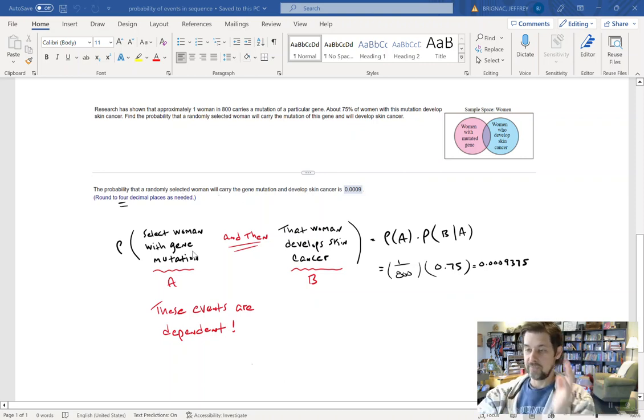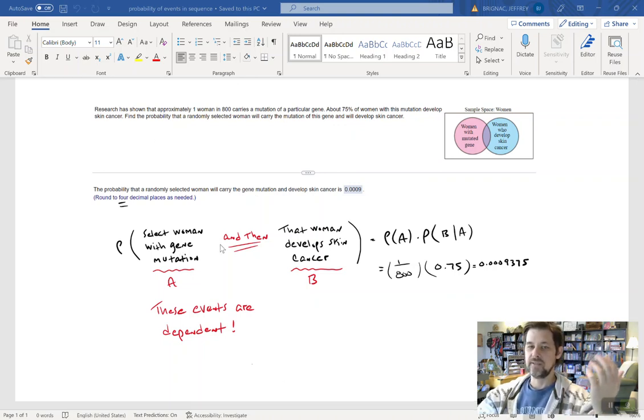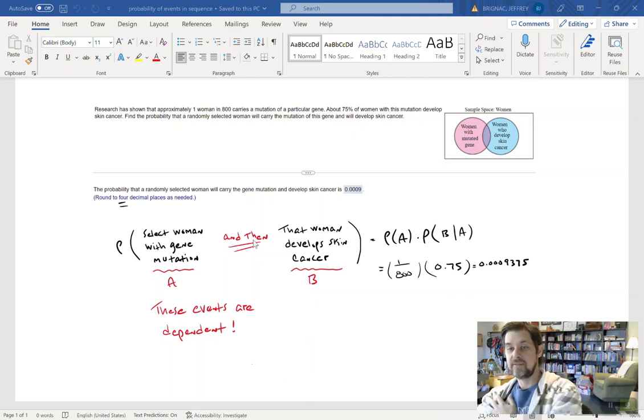Okay, now the question is that suppose that we randomly select a woman and that two things happen in sequence, meaning one after the other. So we randomly select a woman from this population, and she happens to have that gene mutation. Okay, so that's one thing. And then the next thing that happens is that she develops skin cancer. What are the odds that that happens? You select the woman at random, she happens to have the gene mutation, and then later in sequence, the next event is she develops skin cancer.